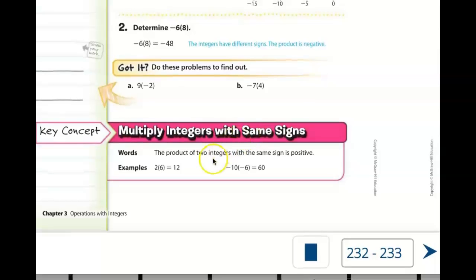The next key concept is that when you multiply integers that have the same sign, the answer will always be positive. So we saw this yesterday. +2 times a +6: 2 groups of 6 equals 12, 6 plus 6. -10 groups of -6: if you take away all the -6 groups from the 0 pairs that we modeled yesterday, you're only going to be left with the positive, so the answer is going to be +60. So let's see some examples of that.